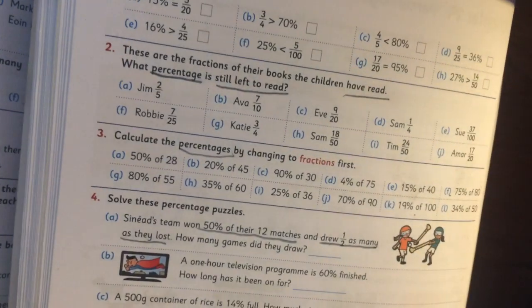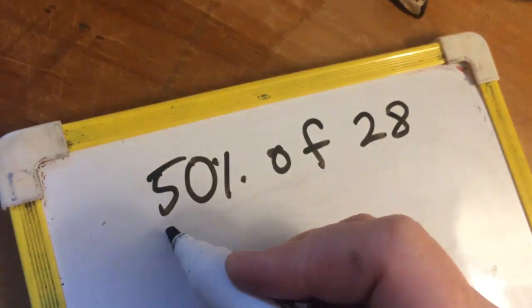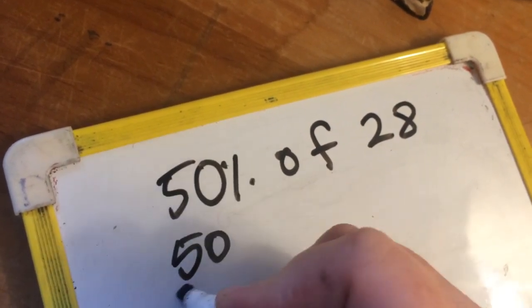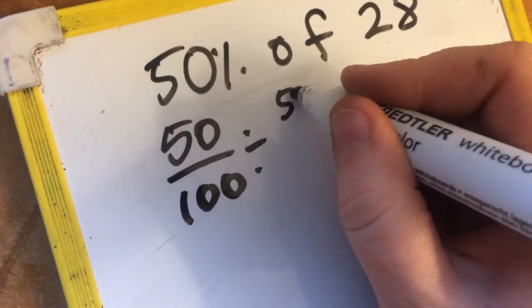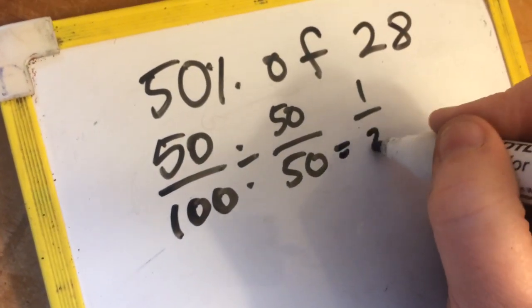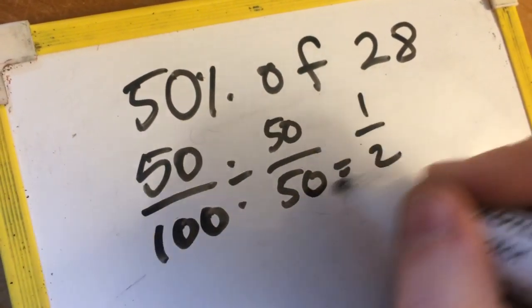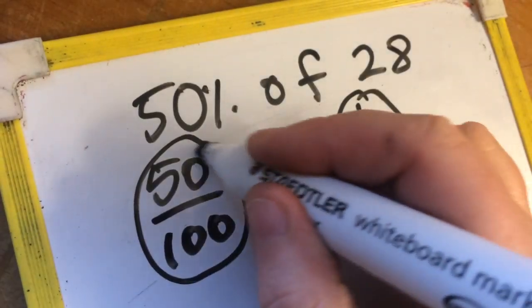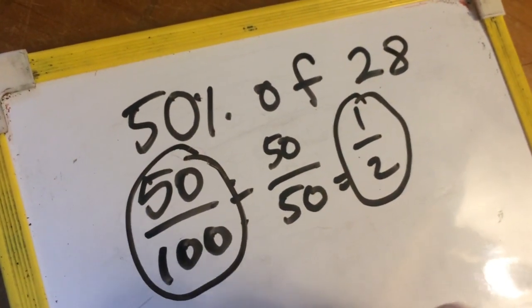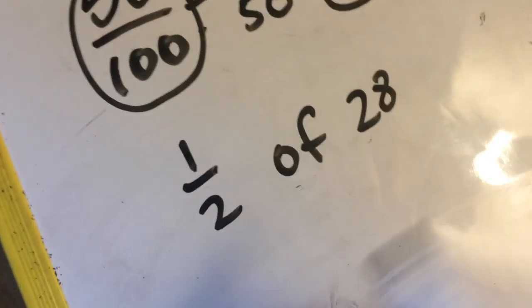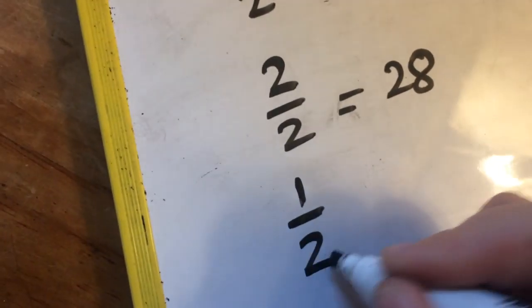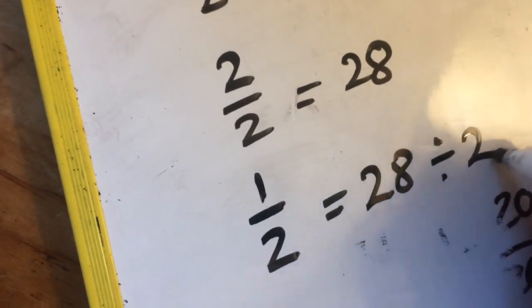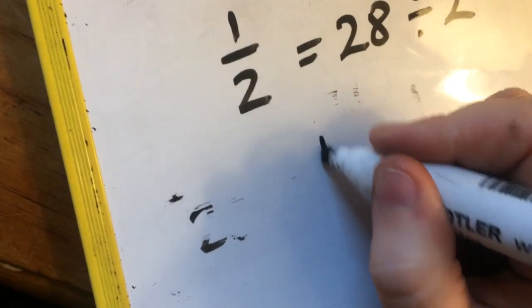Okay, so 50% of 28. So 50% of 28. Okay, so we're going to change that into a fraction. We kind of know at this stage what it is, but we're going to work it out anyway. I'm going to simplify it down. Divide by 50, divide by 50, and our answer is 1/2. Okay, all right. You can go a load of different ways to get down to there, but we know that 50% is a half. So a half of 28 is what our question is asking us. The whole number equals 28. So 1/2 is equal to 28 divided by 2. So therefore our answer is 14.